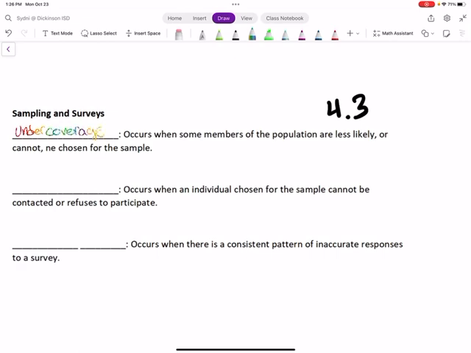So undercoverage occurs when some members of the population are less likely or cannot be chosen for the sample. I'll fix that. There we go. So an example of this would be that maybe the school wants to survey why people are late every day, or why people are late to school.